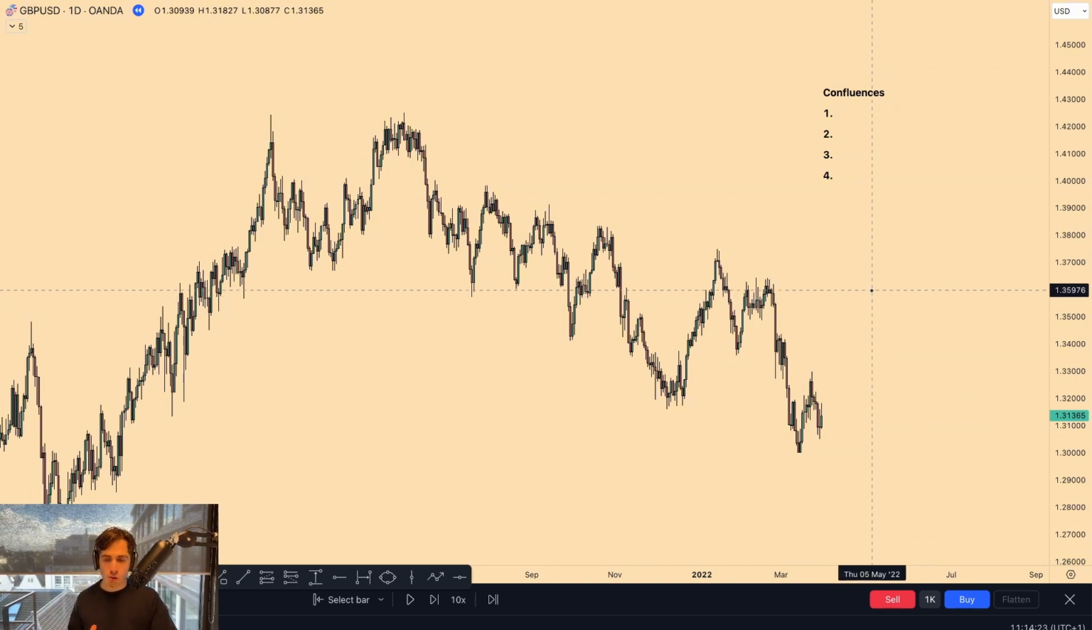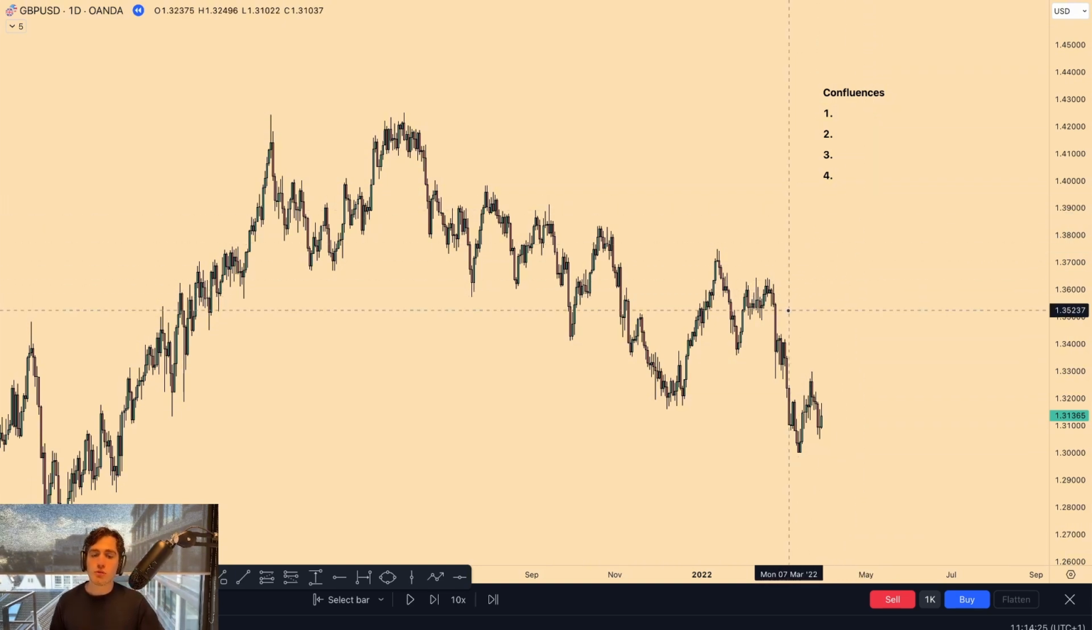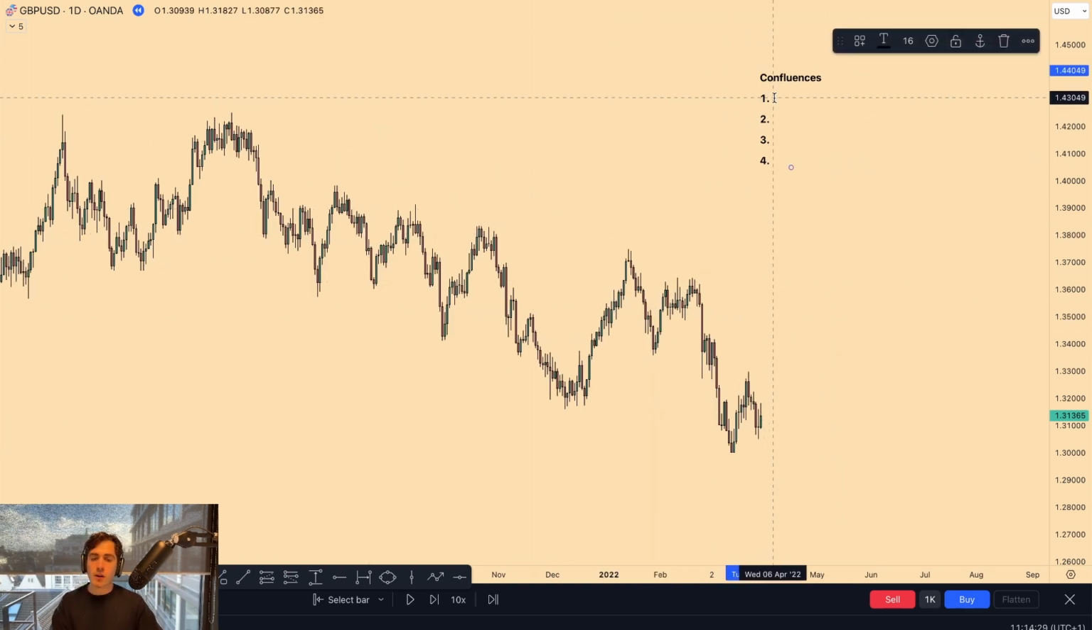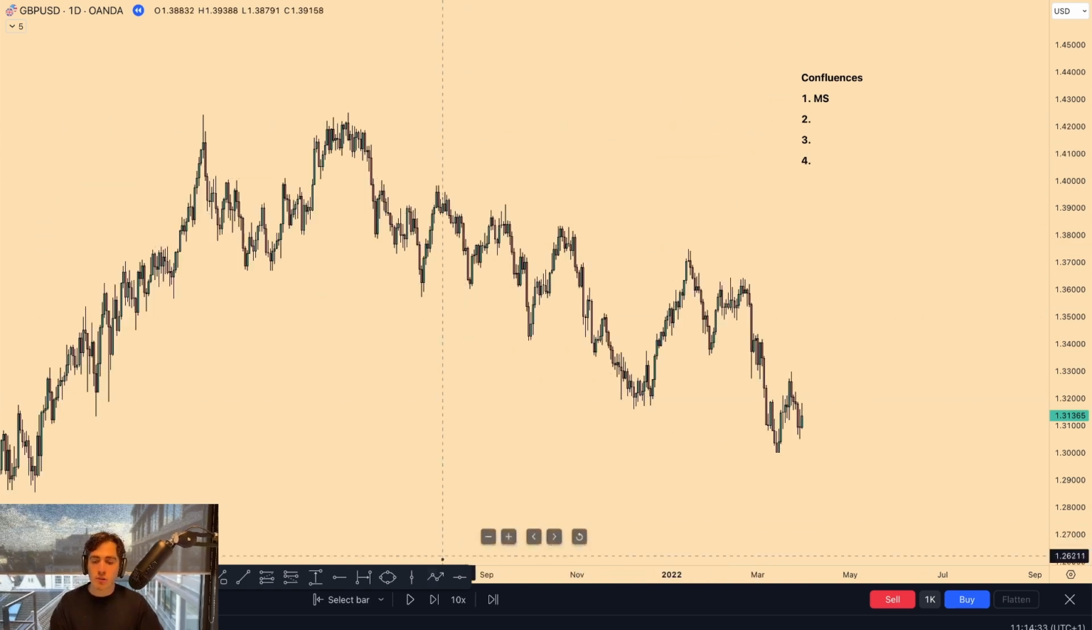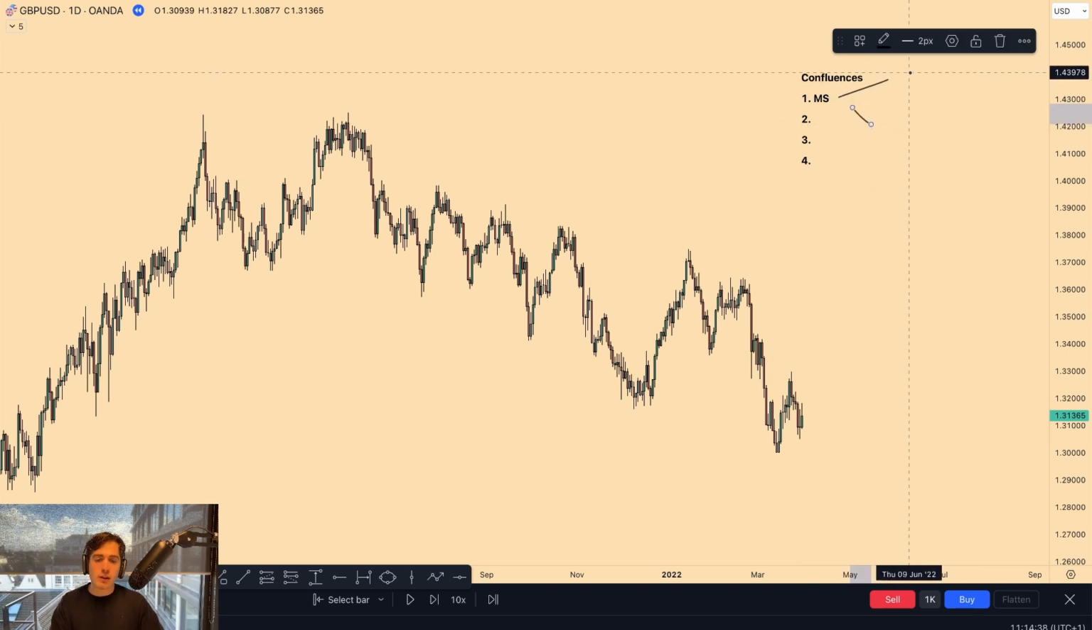from literally tomorrow onwards. So what I want you to do is write down the confluences here on the right top, and we're just going to go through them one by one. So the very first one is going to be MS, also known as market structure. When we have market structure, we look at 2 forms of market structure, okay? So we look at swing structure and we look at fractal structure.